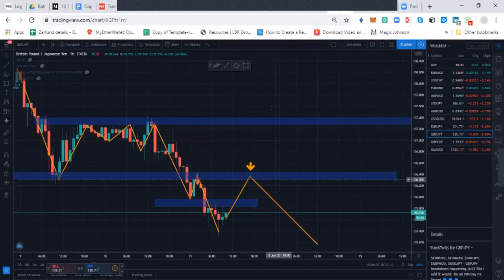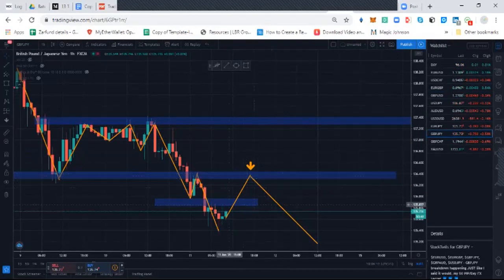For me, this is a sweet spot. Besides this spot, I am really not very interested in this pair at this time. So I prefer to wait for price to come to this sweet spot.